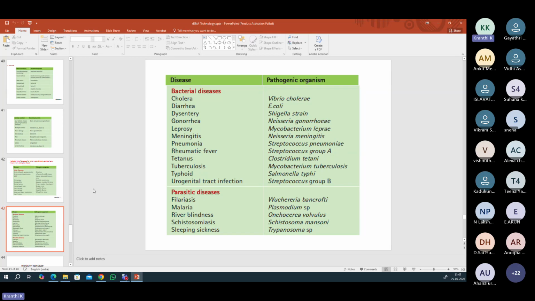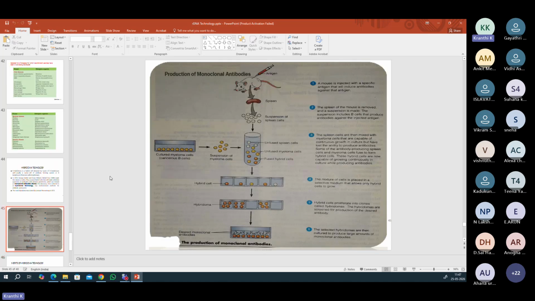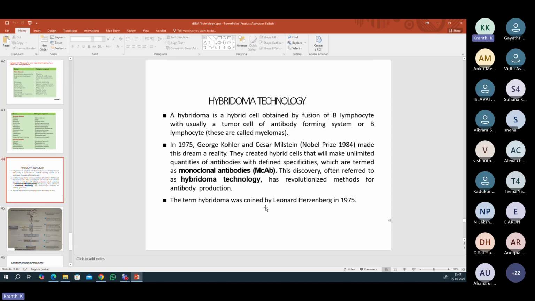Clear? Okay. Now there is one thing called hybridoma technology. We'll be discussing this hybridoma technology also. Hybridoma technology is nothing but rDNA technology, but in hybridoma technology, we are using the OMA. What do you mean by OMA? OMA means cancer, right? Carcinoma, sarcoma, lymphoma, right? OMA is nothing but a cancer. Based on the area of the cancer, we call it an OMA, right?